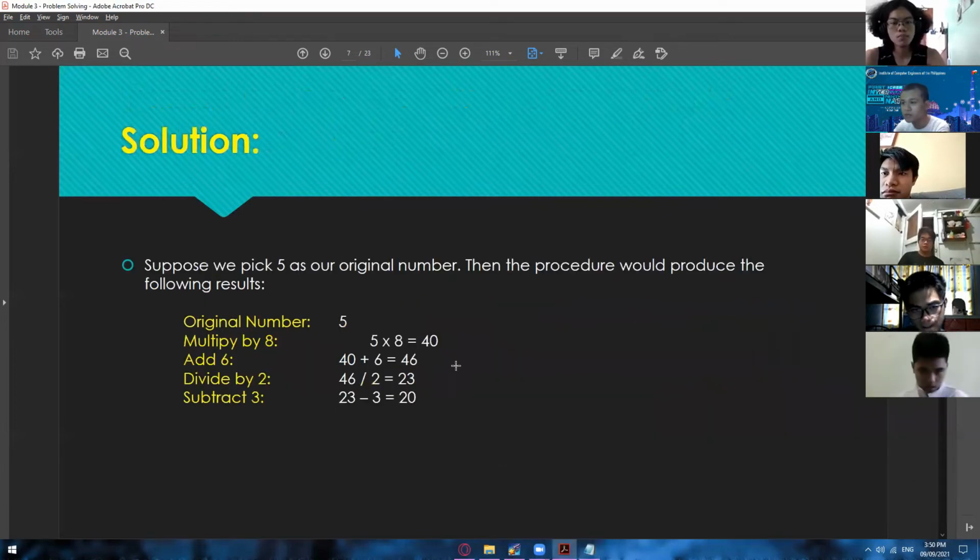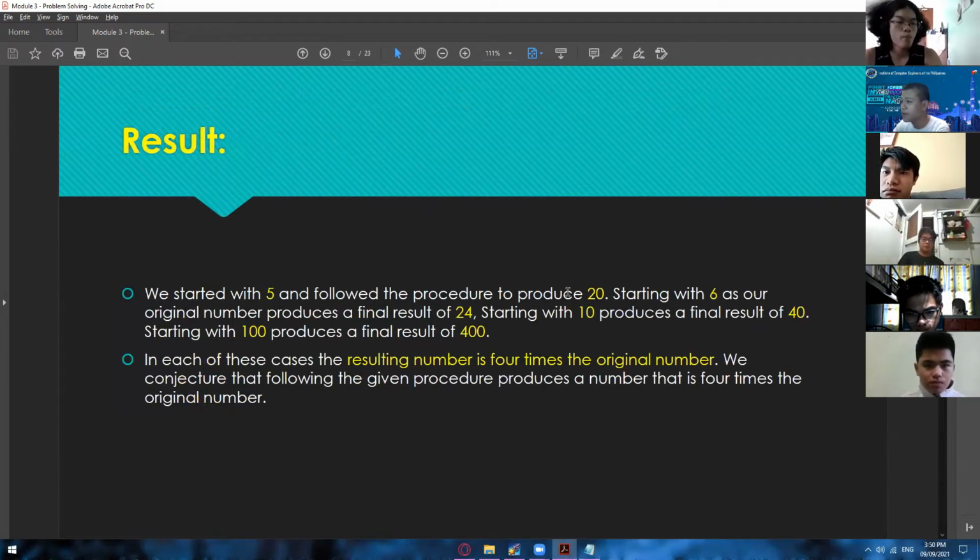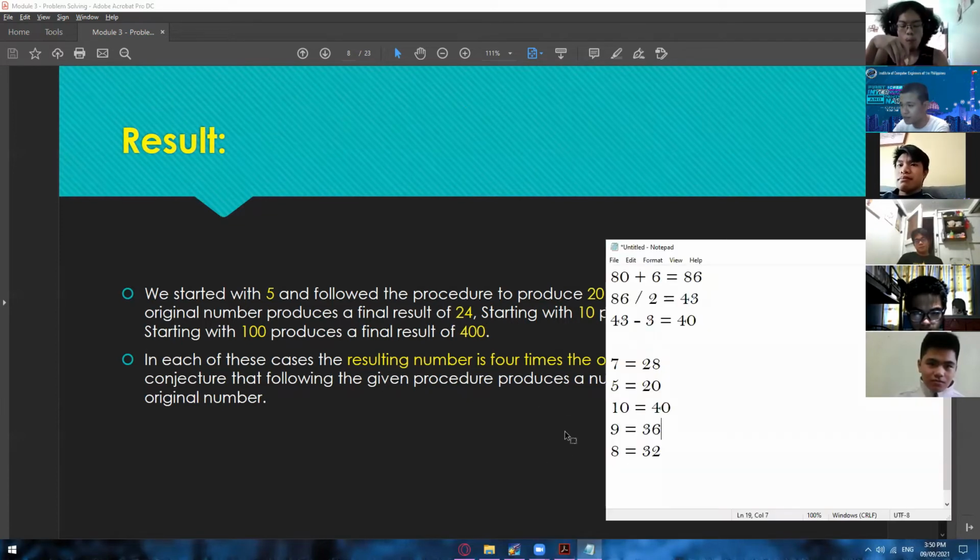Okay, so here is the solution. If we have 5, we have 20. If we have 6, we have 24. If we have 10, we have 40. If we have 100, then we'll have 400. So in each of these cases, the resulting number is 4 times the original number. So we conjecture that following the given procedure produces a number that is 4 times the original number. Again, this is an example of inductive reasoning, since we base it on the data that we gathered.